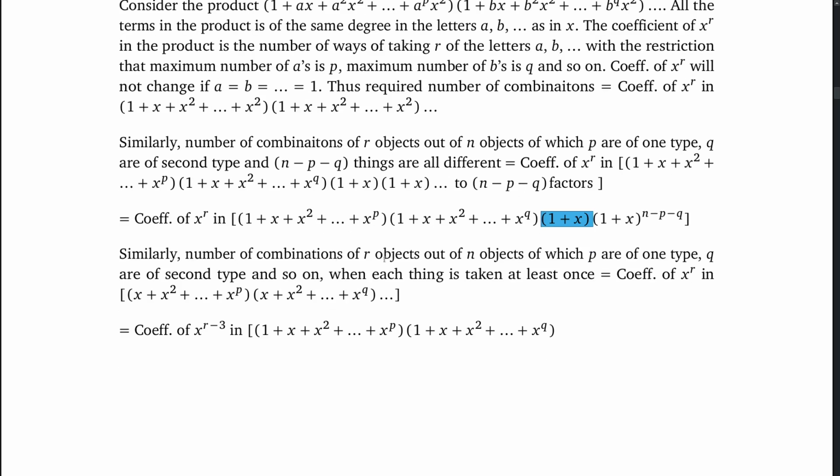Similarly, the number of combinations of R objects taken out of N, of which P are of one type, Q are of the second type, and so on, when each thing is taken at least once, is equal to the coefficient of x^r in (x + x² + ... + x^p)(x + x² + ... + x^q) and so on. Notice 1 has been removed here. And it will be the coefficient of x^(r-n) in (1 + x + ... + x^(p-1))(1 + x + ... + x^(q-1)).